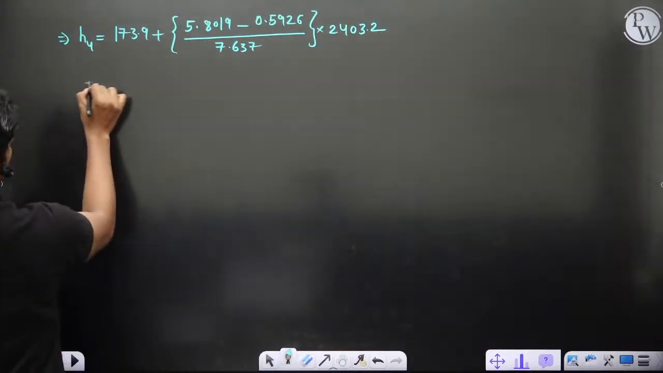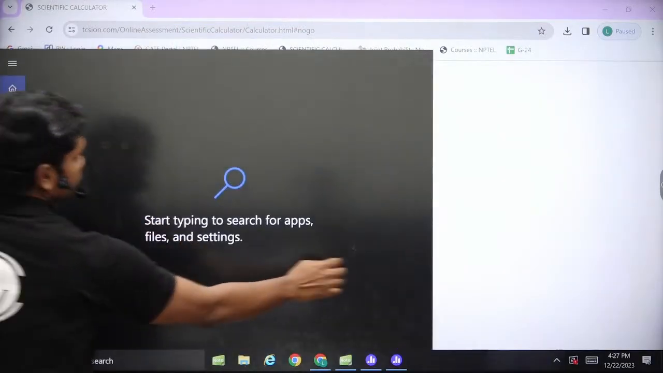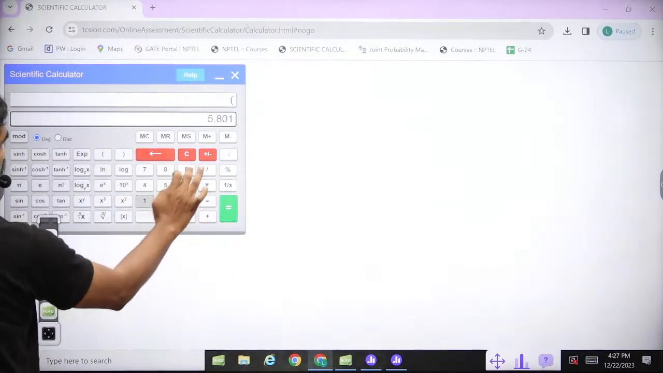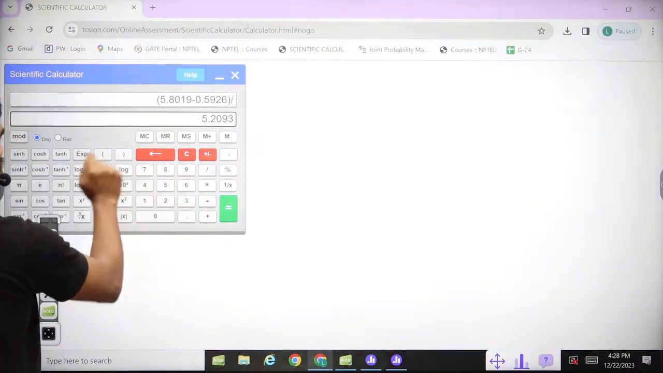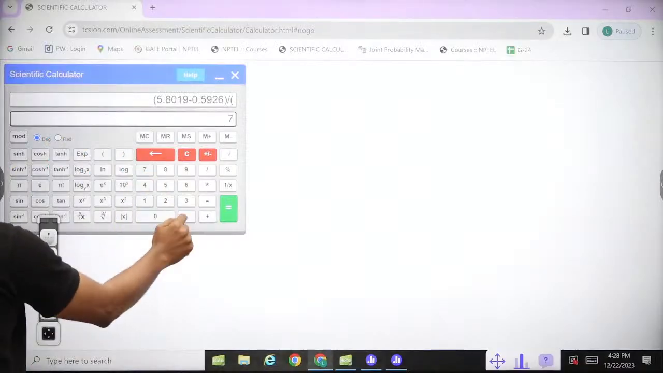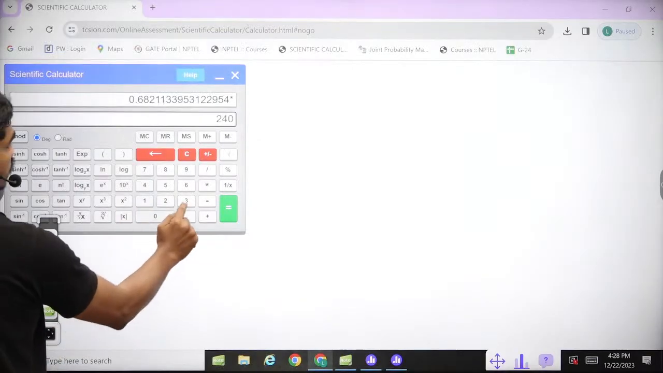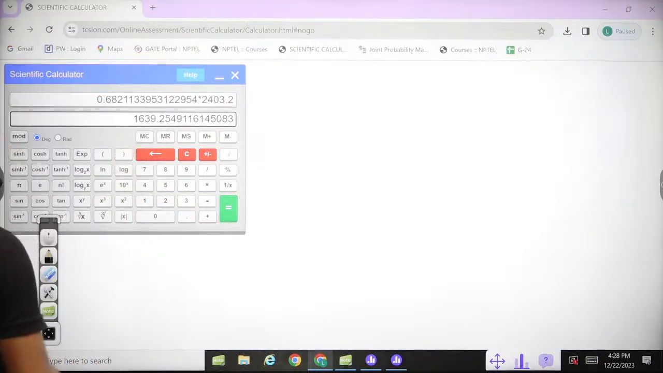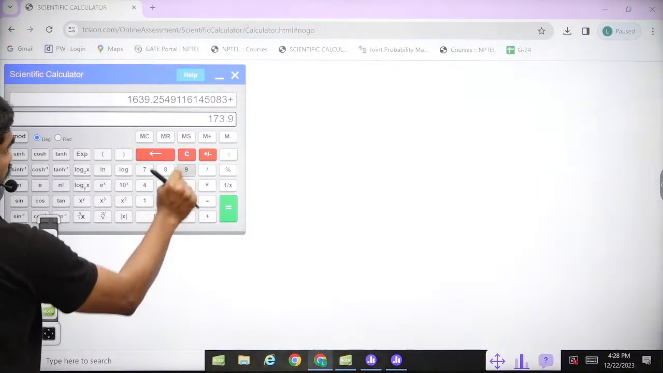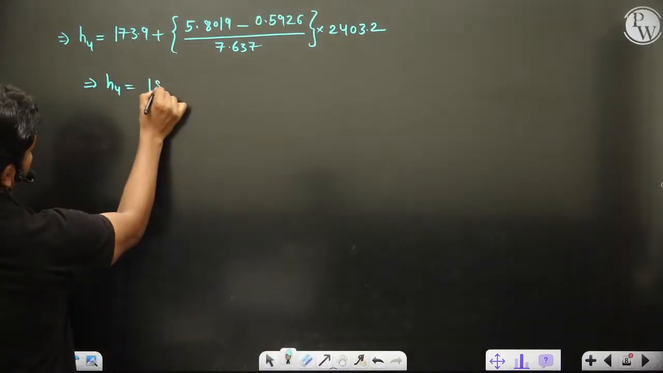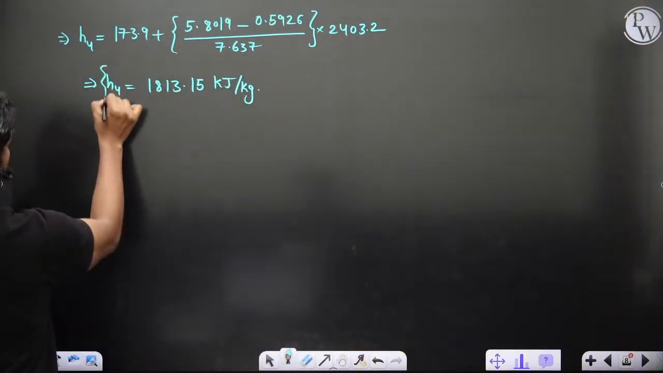2403.2. This is your H4. So let us calculate this value. So if you calculate this, let us do 5.8019 minus 0.5926. This value divided by 7.67. Okay, so this is the value multiplied with 2403.2. So 1639.25 plus 173.9 plus 173.9. So 1813.15 kilojoule per kg. So this is only the slight large calculation that is there here.